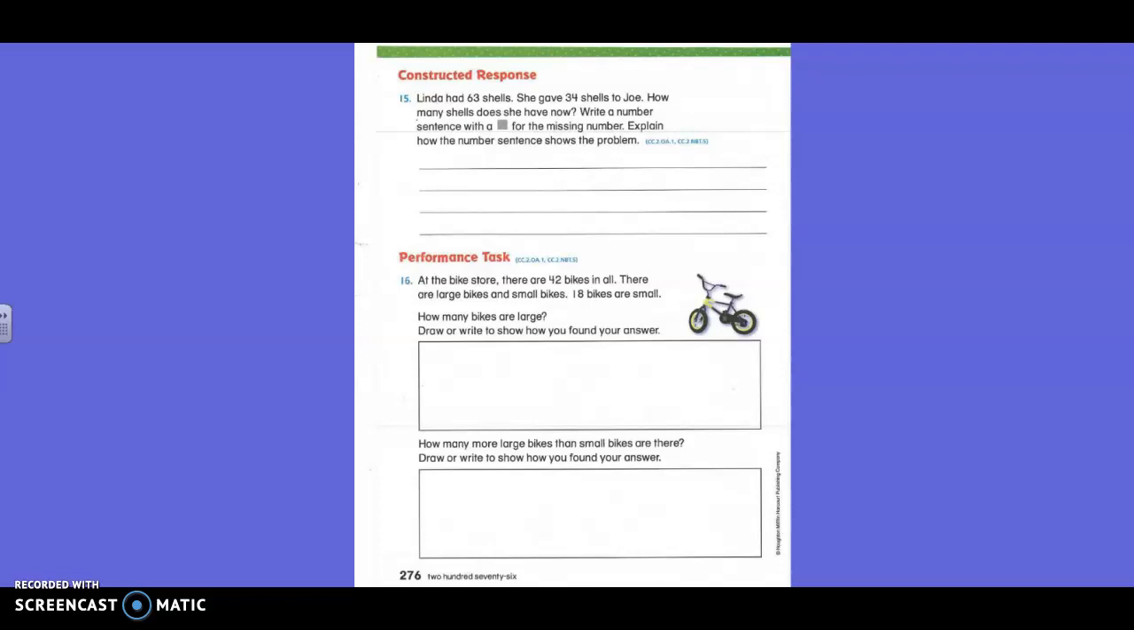Okay, so let's work out the problem first. Linda had 63 shells, right? She gave 34 shells to Joe. What does that mean we need to do? Subtract. Okay, now, boys and girls, how would we write that as a problem then? Because they said that with a missing number we need to put a box. What would we do?